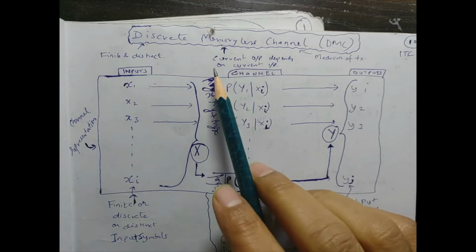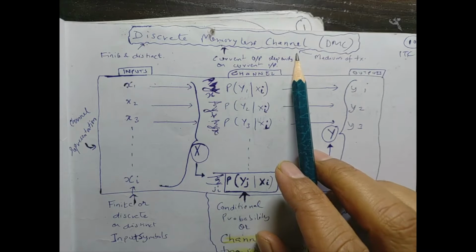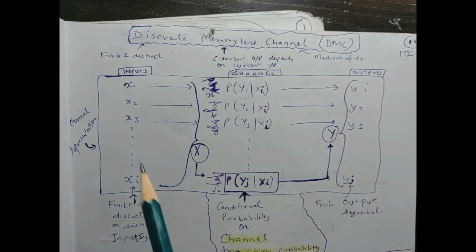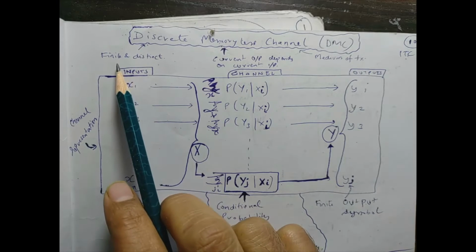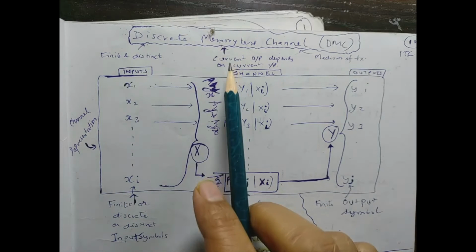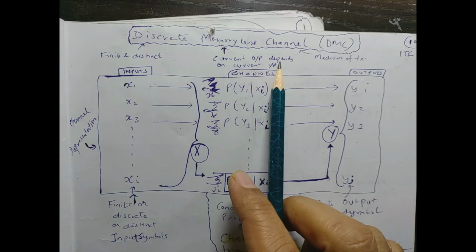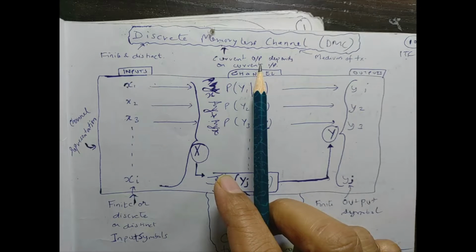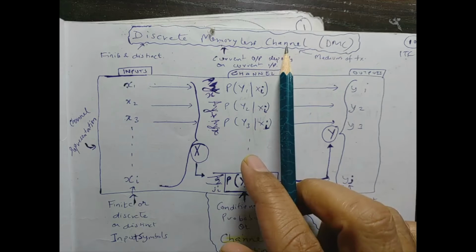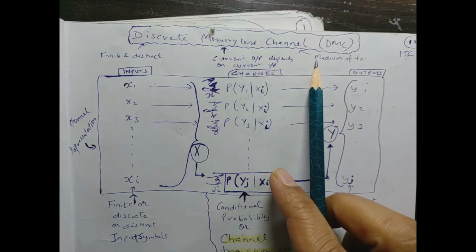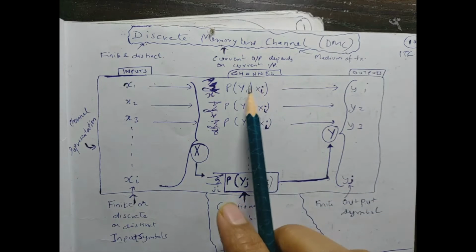Discrete memoryless channels can now be discussed. Discrete means finite or distinct. Memoryless channels are static, which depend on only current input and current output values if fed back. Channels are mediums through which data can transmit. So this is the channel.